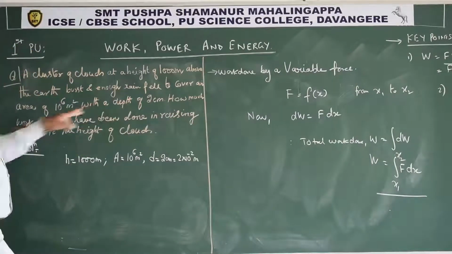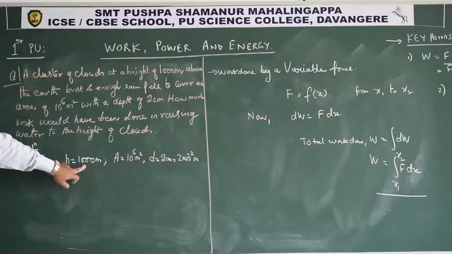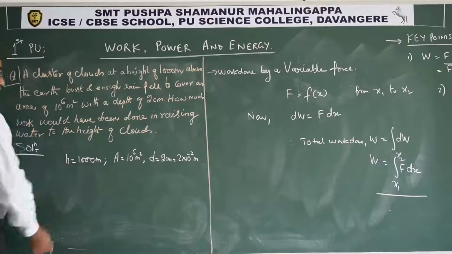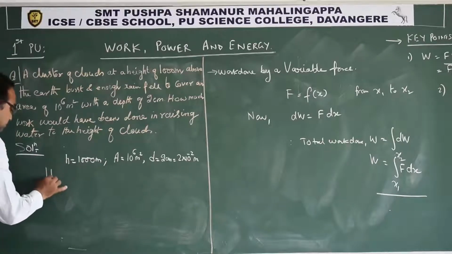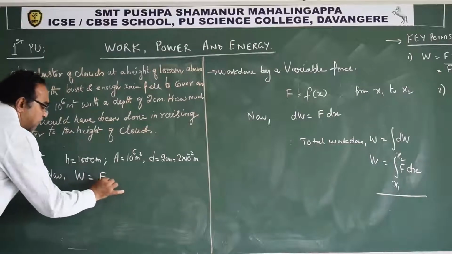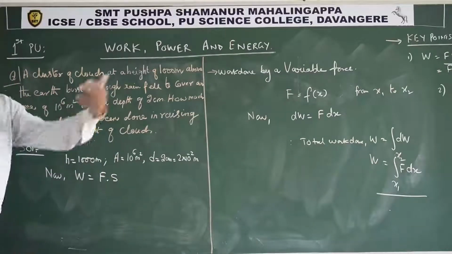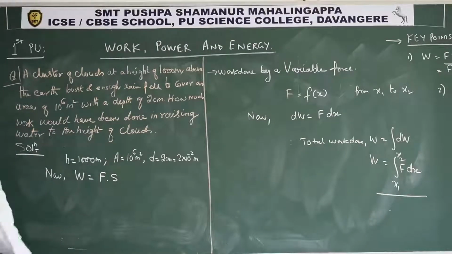Now, how much work would have been done in raising water to the height of the clouds? To the height of 1000 meter. This is what is asked. Work done. See, in this case, work done is Fs cos theta, and here cos theta we can take as 1.